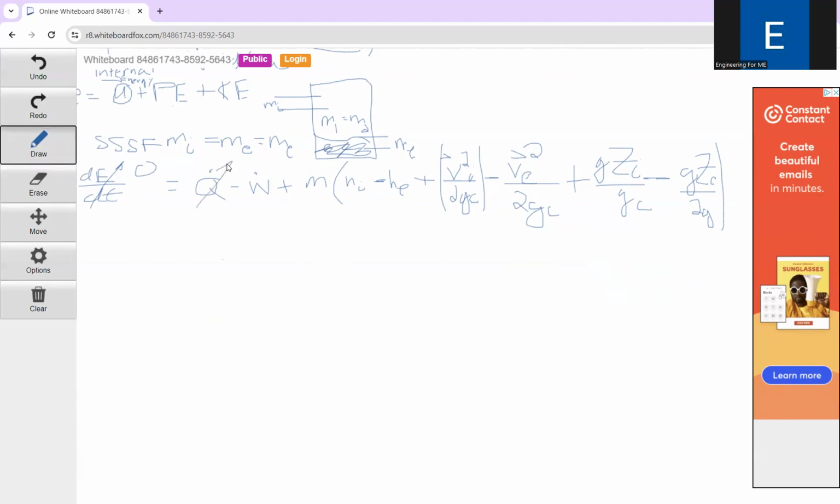Also, if this is adiabatic and there's no work, you can set M initial, and that's how it works.